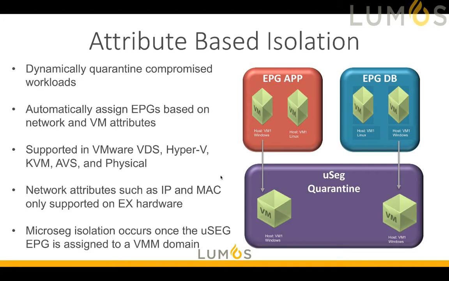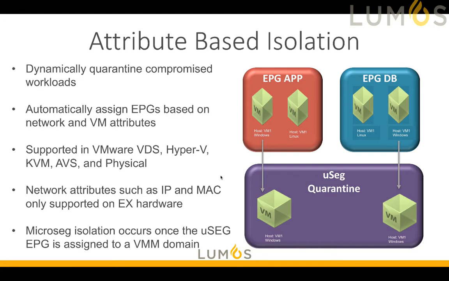There is support for these attribute-based isolations for VDS and VMware. They're also supported in Hyper-V, KVM, AVS, and physical. So you do have a lot of options here whenever we're dealing with attribute-based isolation. Again, just to reiterate, attribute-based isolation is where I can dynamically set endpoints to move into these USEG EPGs based on attributes that I declared within my attribute rules. Okay, so that's the key for these type of isolation approaches.